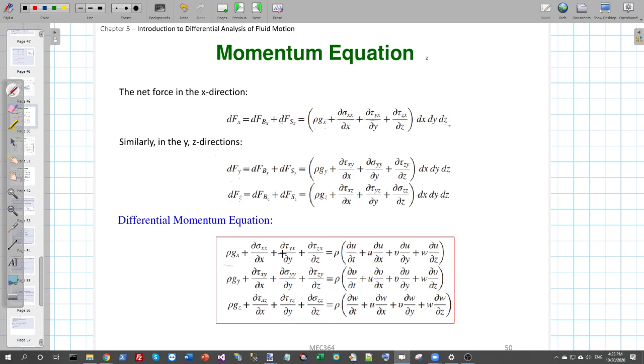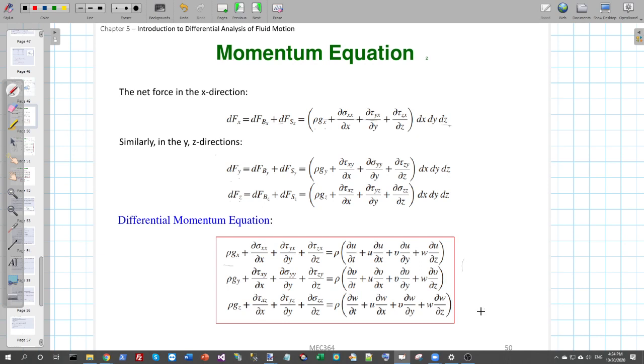The left-hand side is the force. The right-hand side is the change of the momentum, right? Or in other words, dm times a. So we have 3 equations because it's the momentum equation. This is the differential form of the momentum equation on the x direction, on the y direction, and on the z direction.